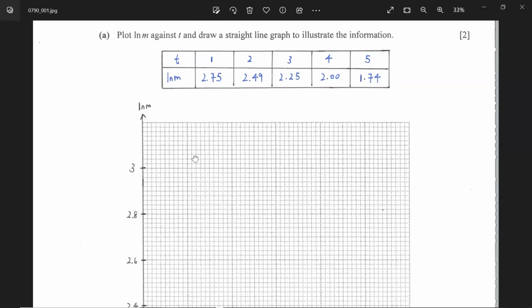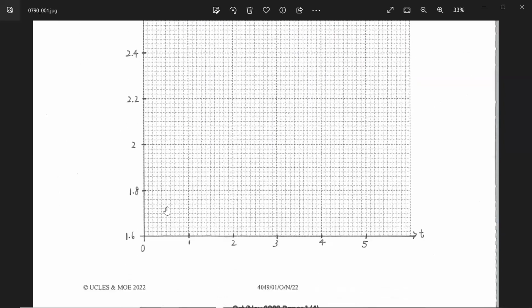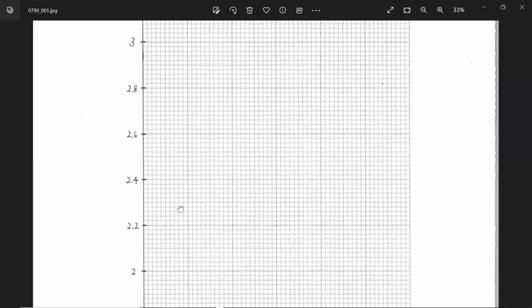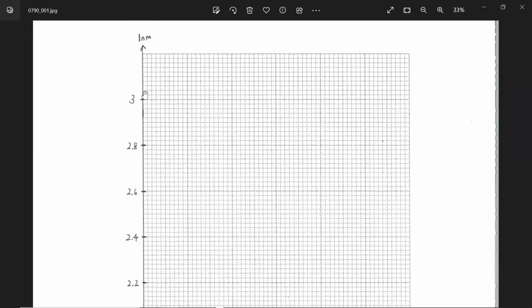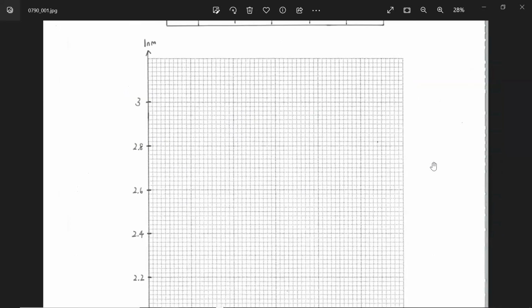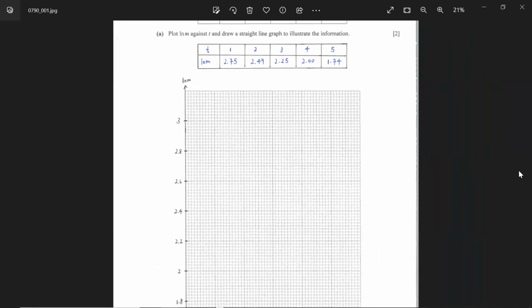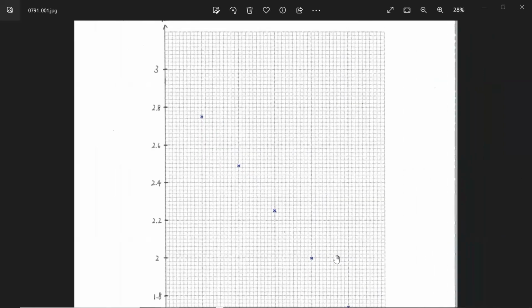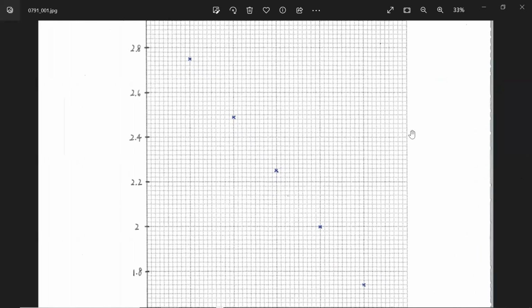So in this case, I would choose to start at 1.6. I always like to start at an even number, instead of starting at 1.7. Then you go up 1.8, 2, 2.2, 2.4, 2.6, 2.8, and 3. So more than enough space. You set up the grids, and once you have set up the grids, you go ahead and plot the points. Plot the points with small crosses.